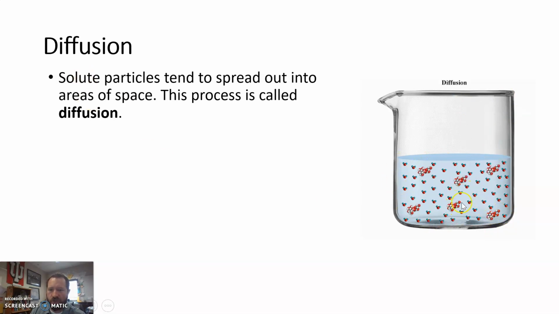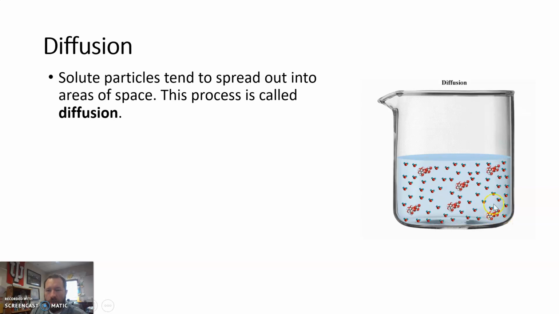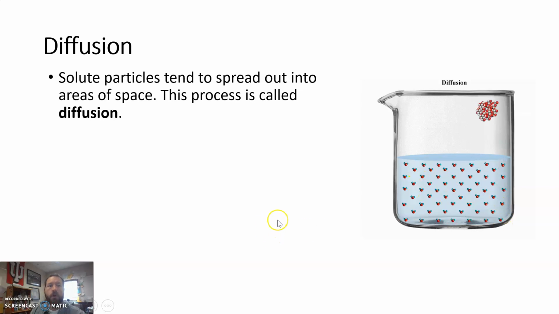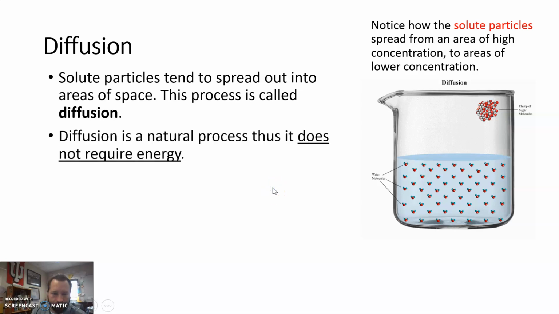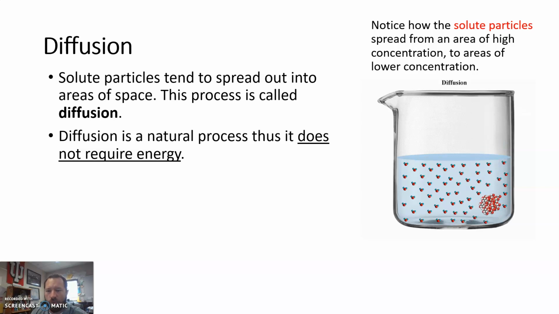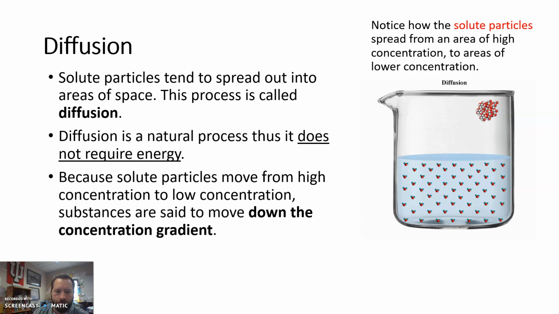We see that sugar molecule spreading apart, diffusing from an area of high concentration. See that high concentration in a second here. So here's an area of high concentration, lots of sugar molecules, but they spread out to areas of low concentration. That is diffusion. This does not require energy. It is a natural process. It happens without any energy.